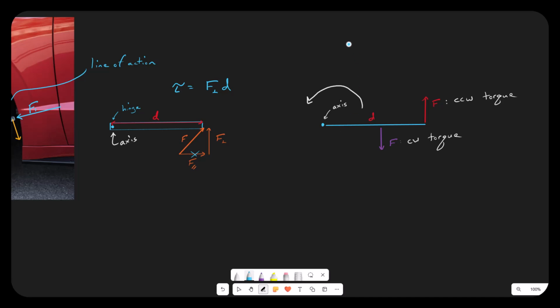Just like I wanted to be careful way back when about defining a direction as positive, I want to define a direction as positive here also. By default, we generally take counterclockwise to be the positive direction, but by that same default, we generally take up to be a positive direction and right to be a positive direction. It doesn't have to be a rule. It's just what you see the most often.